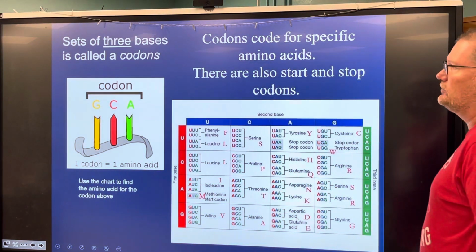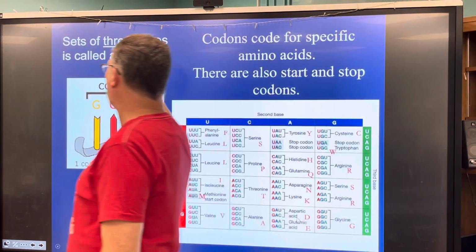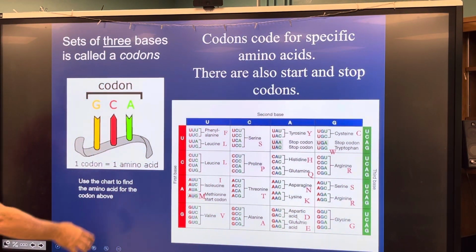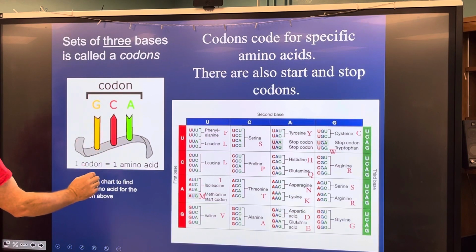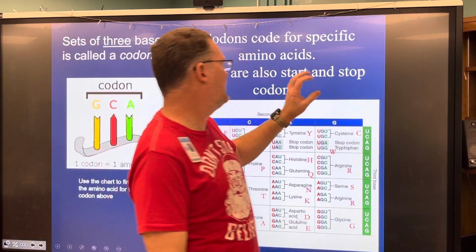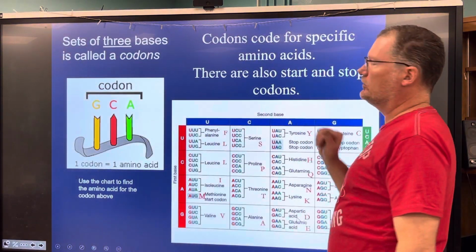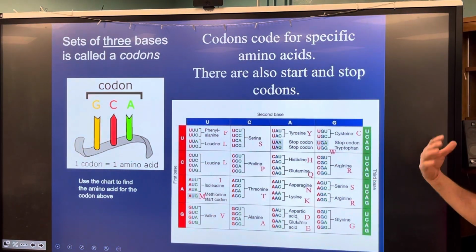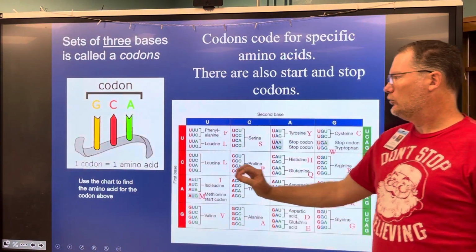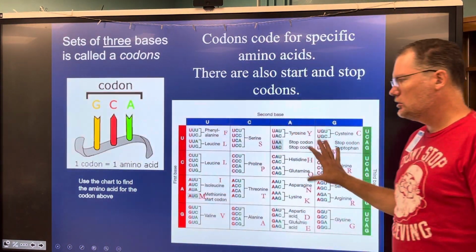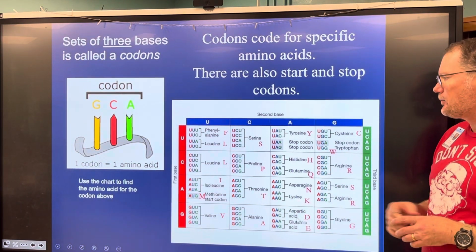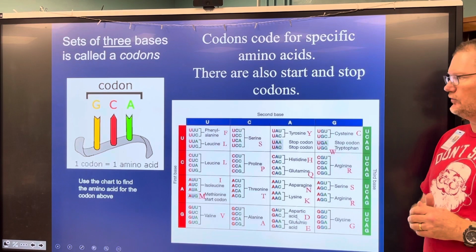So like I said, the set of 3 bases is called a codon. And it's a code, right? So 1, 2, 3, and I said codons code for specific amino acids, and there are also start and stop codons. So to start off, they gave you an example in the video, but use this chart, and there's another chart in your notes as well, which we're going to talk about momentarily, but use this chart to find the amino acid for the codon above.